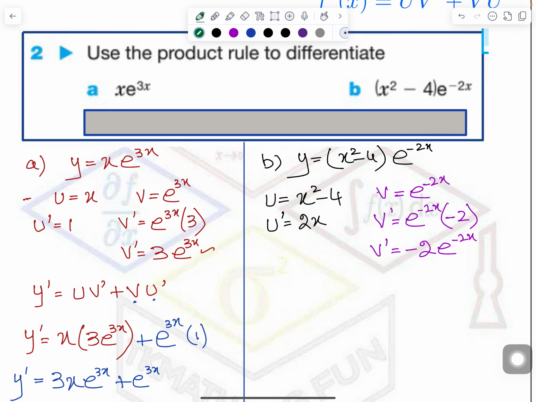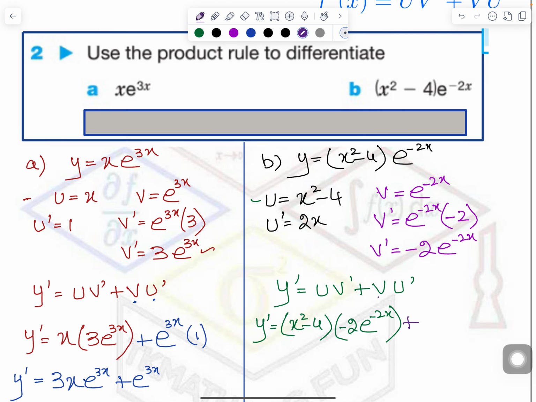So what is the formula? Formula is u v prime plus v u prime, right? So let me substitute values here. u is x square minus 4. Please put it in the bracket. v prime is minus 2 e power minus 2x. Then it is plus v is e power minus 2x and u prime is 2x.